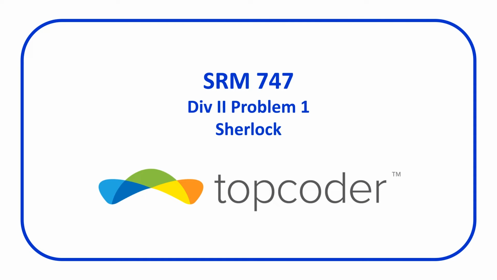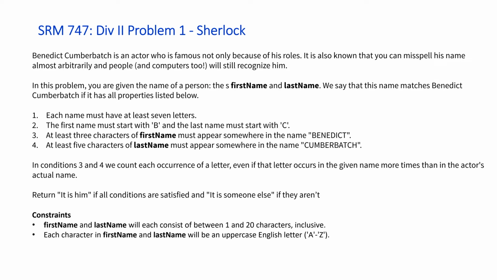In today's video, we're going to be covering the solution to problem number 1 from the Division 2 SRM 747 contest entitled Sherlock. The problem states, Benedict Cumberbatch is an actor who is famous not only because of his roles. It is also known that you can misspell his name almost arbitrarily, and people, and computers too, will still recognize him. In this problem, you are given the name of a person, the first name and the last name. We say that this name matches Benedict Cumberbatch if it has the following properties listed below.